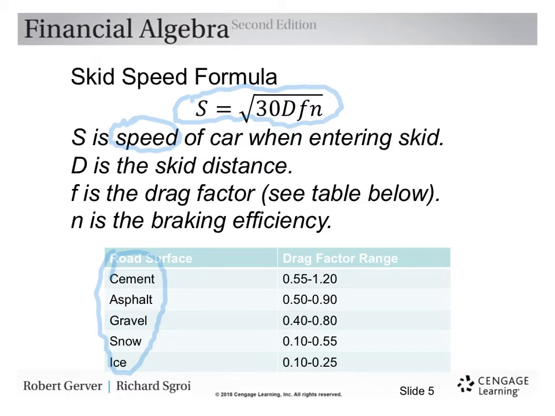And lastly, N is the braking efficiency. Now, unfortunately, this can only be done by a mechanic. He has to determine the braking force that the brakes apply. And then you have to also consider the weight of the car, and that'll determine your braking efficiency. And this is always given as a decimal. Braking efficiency could be like 80%, but in the calculation you use 0.8 rather than 80%.